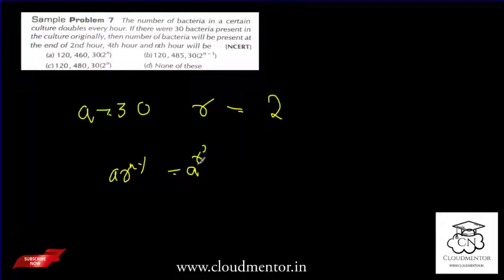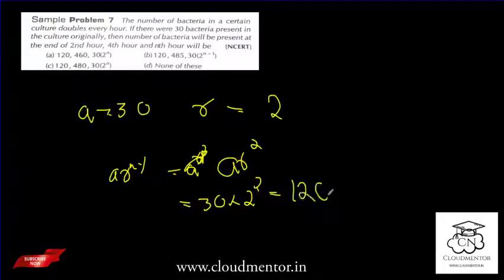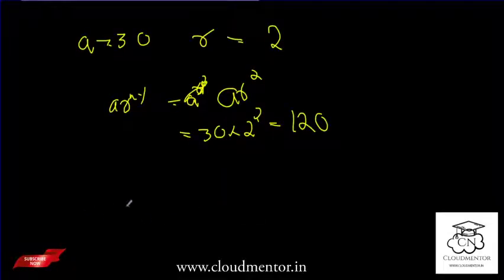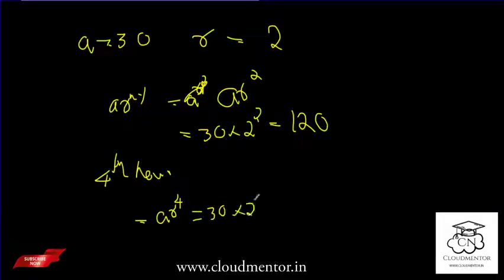So the bacteria present after the second hour will be a r square, because it is the end of the second hour, that is approaching the third. A r square is equal to 30 multiplied by 2 square, so 30 multiplied by 4, that is 120. And now the bacteria present after the fourth hour will be a r raised to 4, which is 30 multiplied by 2 raised to 4, that is 30 times 16, equal to 480.